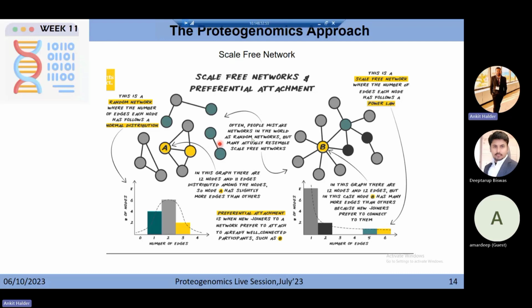It is in a scale free manner, and that is obvious, you can understand it in real life practical examples as well as in our data sets. For the biological data sets, you will understand that it cannot follow the random network. It will definitely have a scale free network, where the number of edges each node has follows a power law.